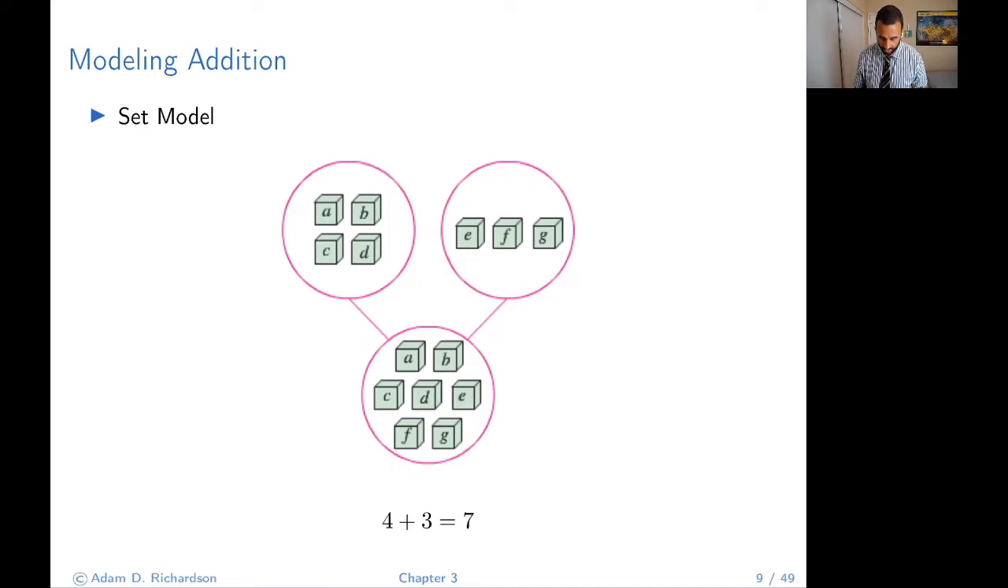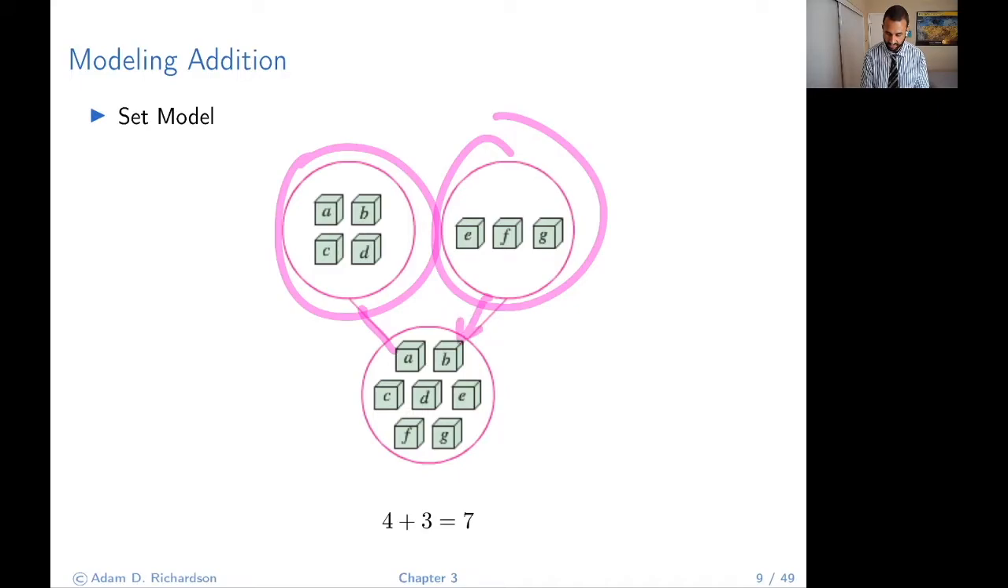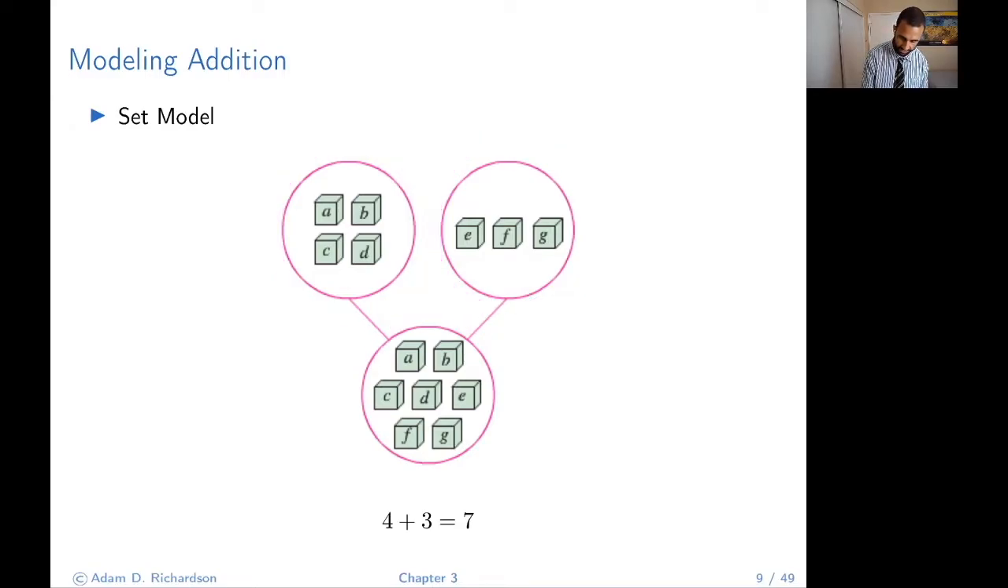Okay, so let's talk about modeling addition first, and we'll see a few different models, and then we'll talk about subtraction. So first off, let's look at the set model. The set model is literally a pictorial way of describing what I did with my hands in the video right here. I had two quantities, and I brought them together to make this single quantity. That's addition. How you draw the picture is a little bit flexible, and this is what's kind of nice.